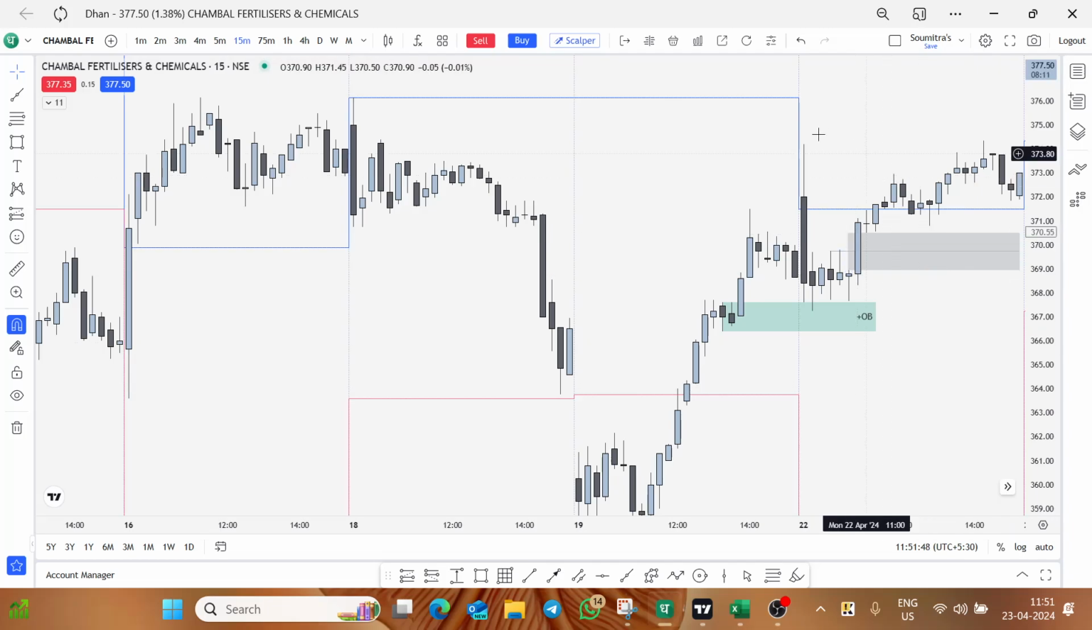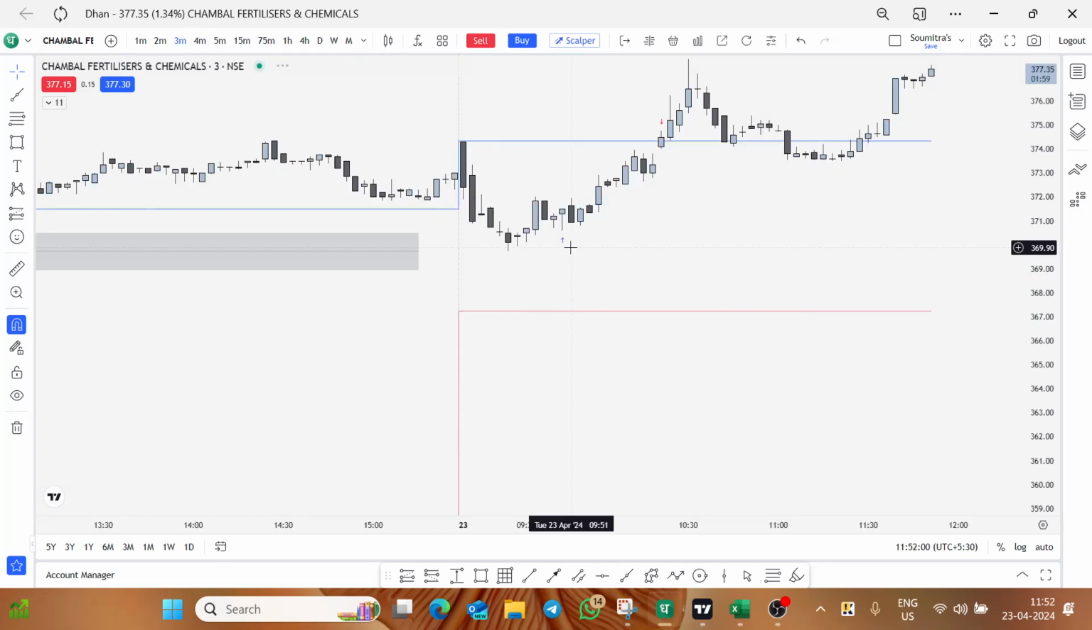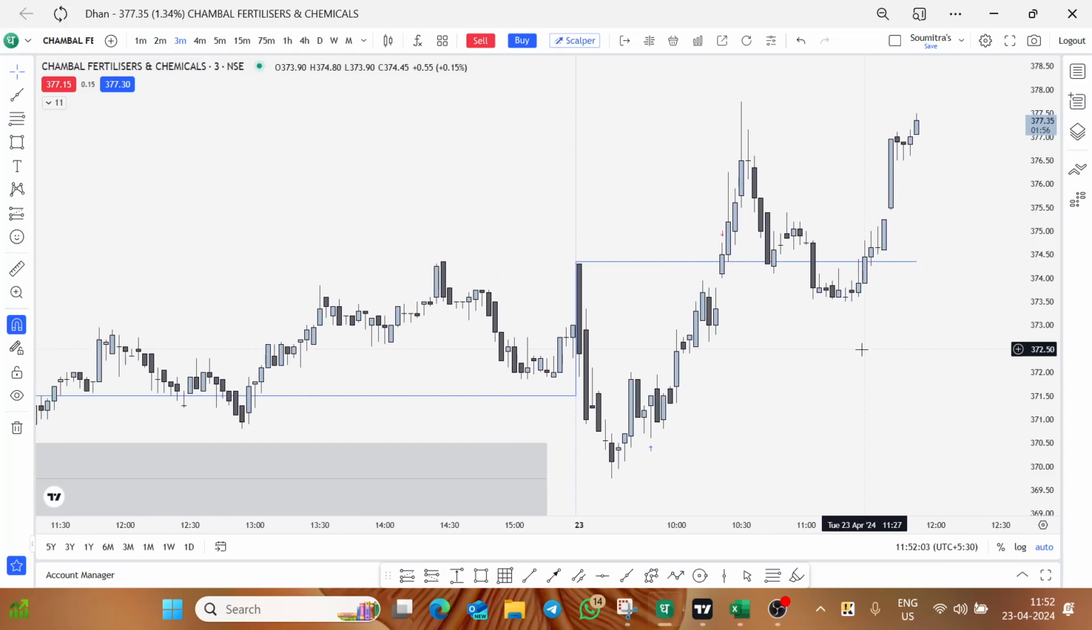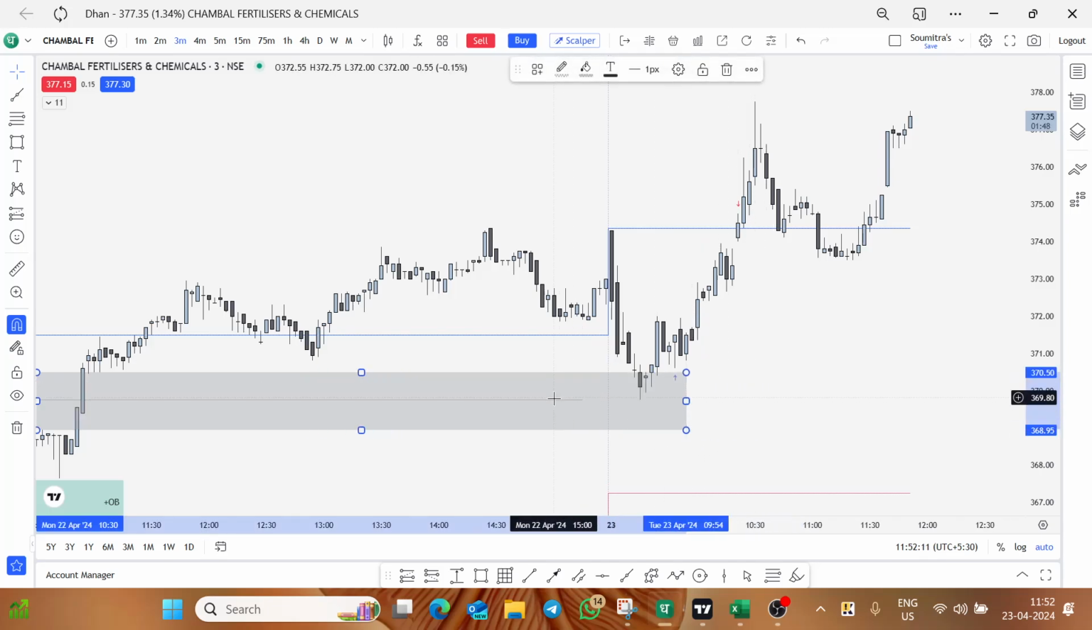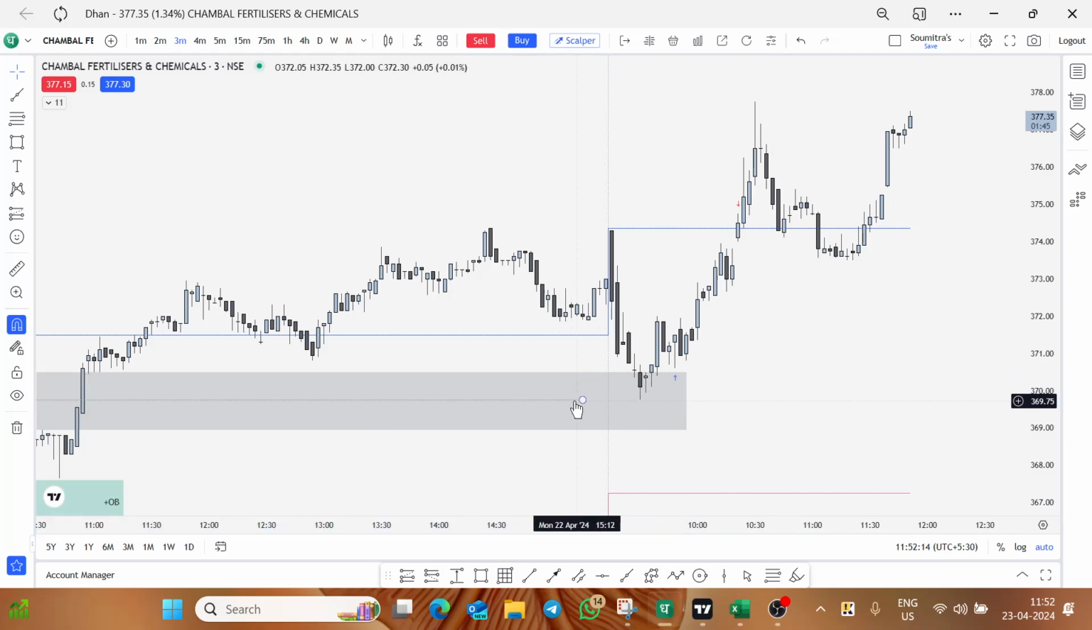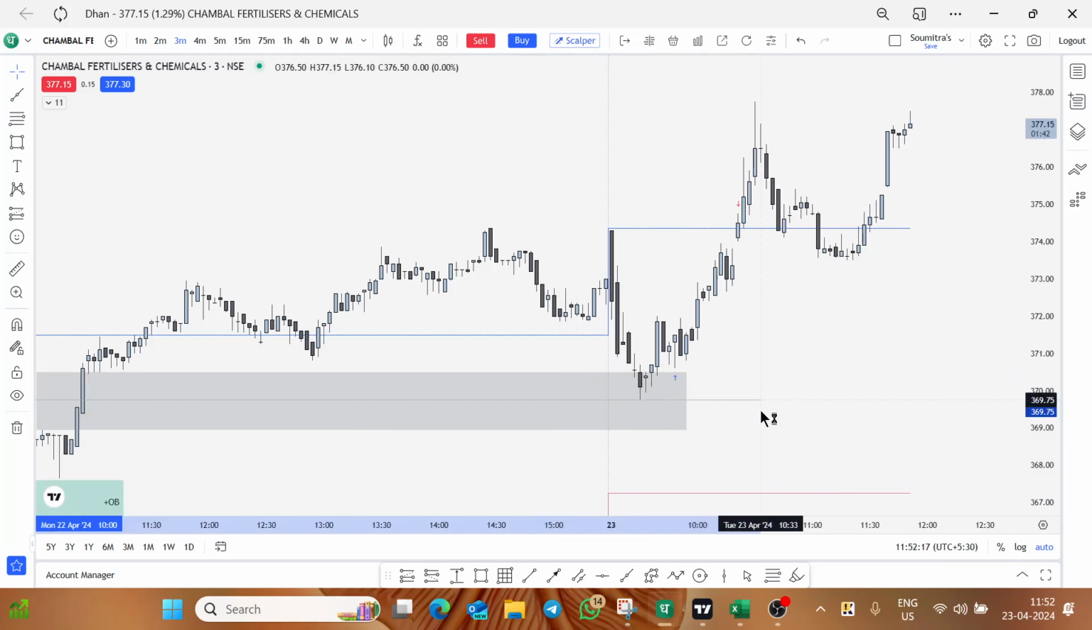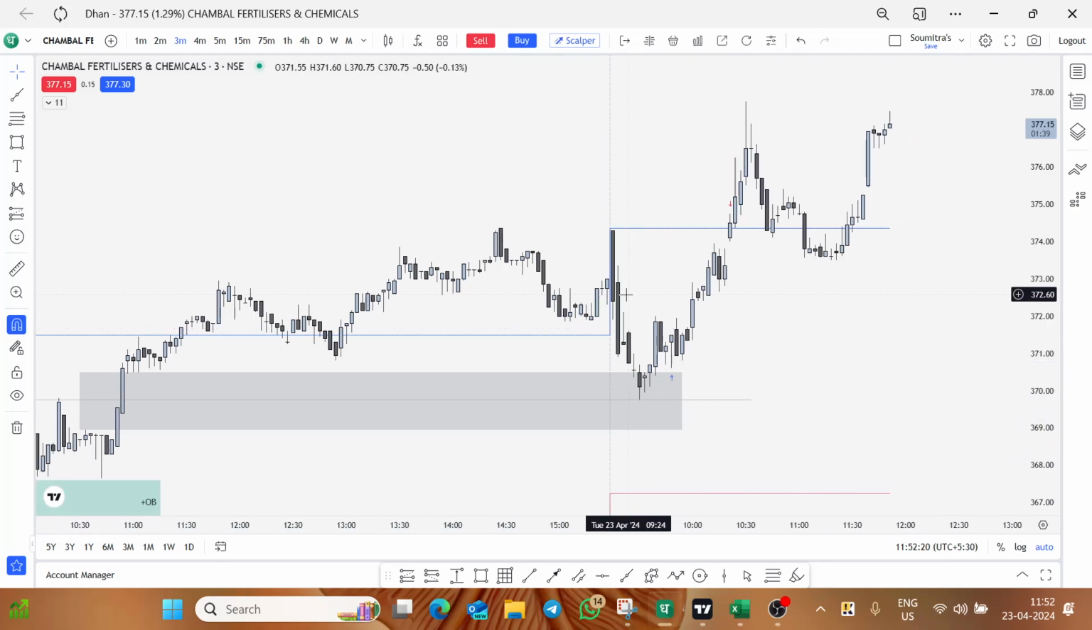As you can see here, on Monday, price never came back to this line or even to this inefficiency. So we were just waiting, waiting and waiting. So then what happened the next day, that means today, you can see here, this was the fair value gap that we had drawn yesterday in the 15 minutes chart, and this is the order block high.